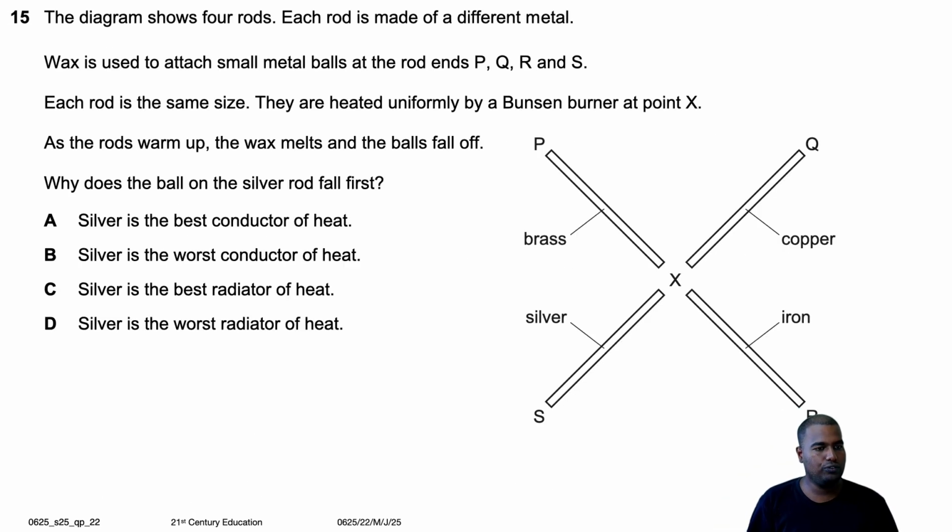The diagram shows 4 rods. Each rod is made of a different metal: P, Q, R, S. It's heated from X. Why does the ball on the silver rod fall first? Because silver is the best conductor of heat. A.